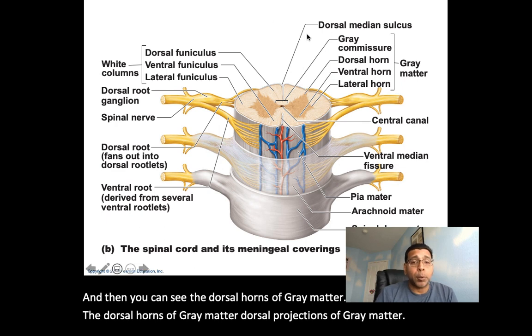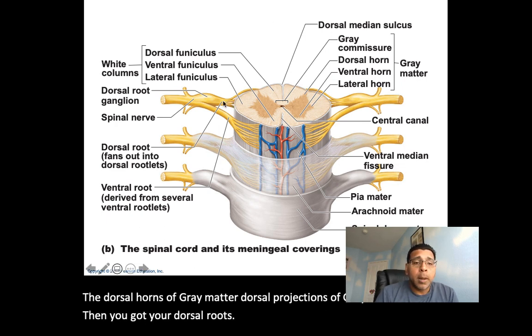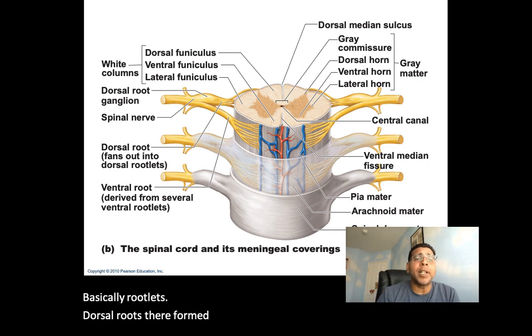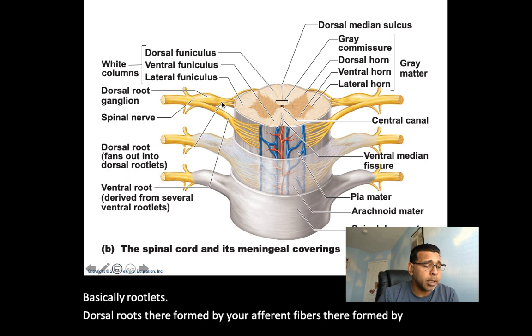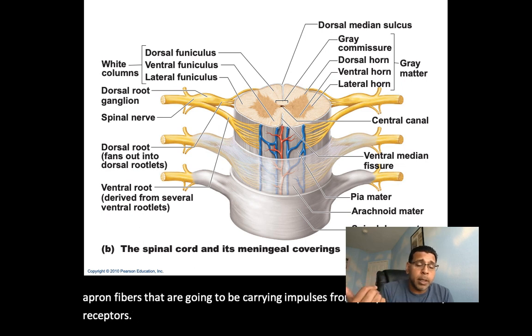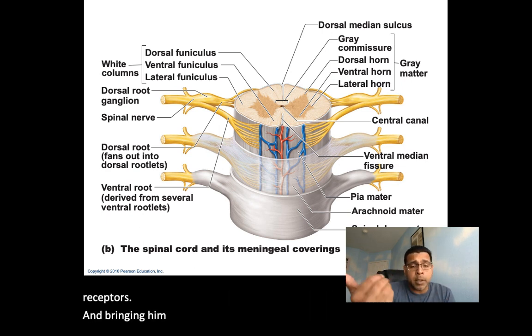Then you've got your dorsal roots, coming from the rootlets. Dorsal roots are formed by your afferent fibers that are going to be carrying impulses from peripheral sensory receptors and bringing these impulses into the CNS.